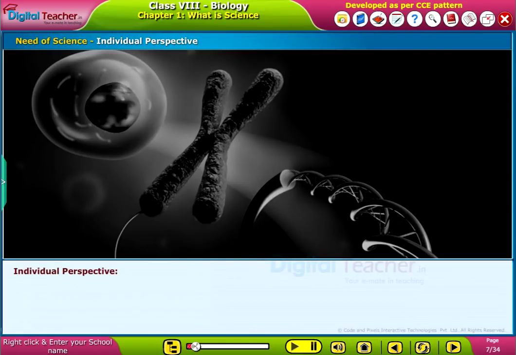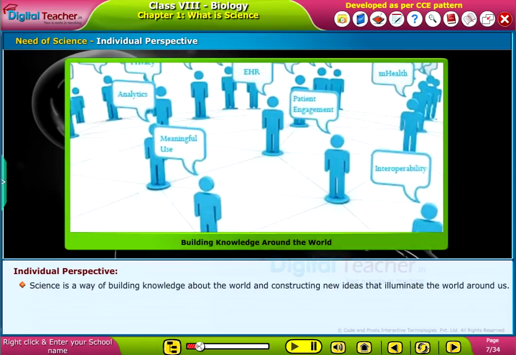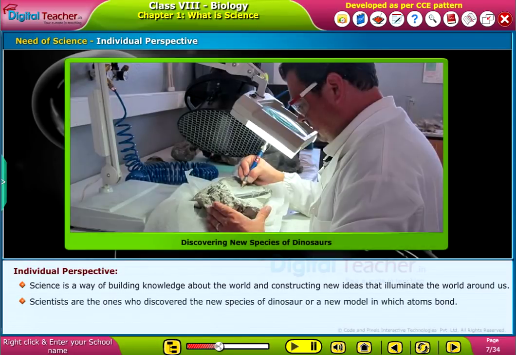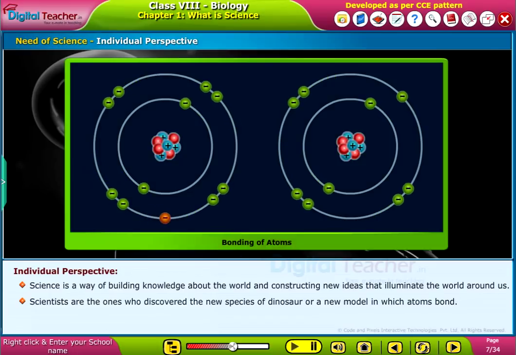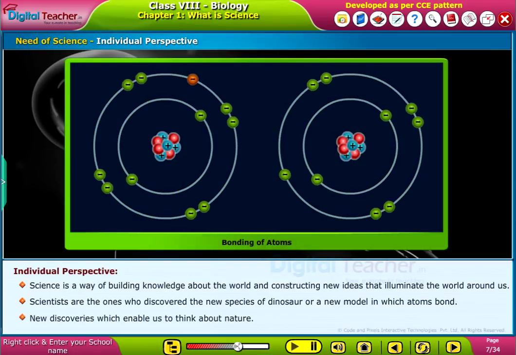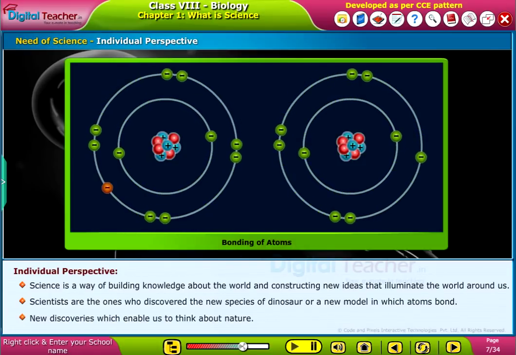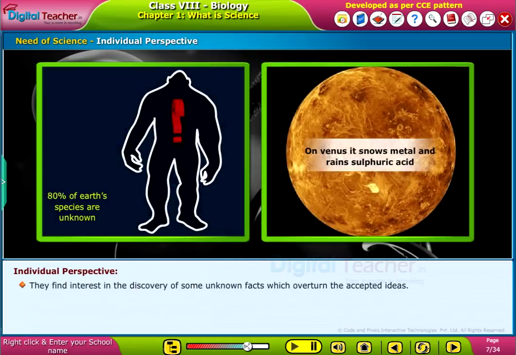Individual perspective. Science is a way of building knowledge about the world and constructing new ideas that illuminate the world around us. Scientists are the ones who discovered the new species of dinosaur or a new model in which atoms bond. New discoveries which enable us to think about nature. They find interest in the discovery of some unknown facts which overturn the accepted ideas.